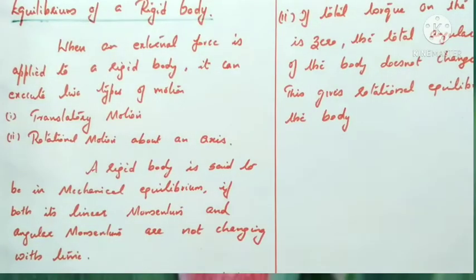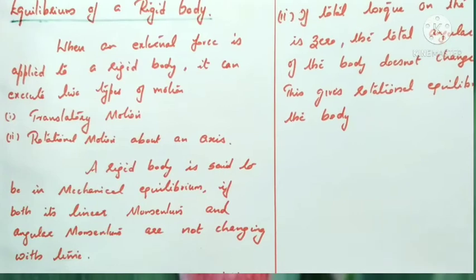Now we can discuss what is equilibrium of a rigid body. We know what is a rigid body. It's a body having definite and unchanging shape, that is called a rigid body. When an external force is applied to a rigid body, it can execute two types of motion. First one, translatory motion, second one, rotatory motion about its own axis. So these are the two motions common for a rigid body.